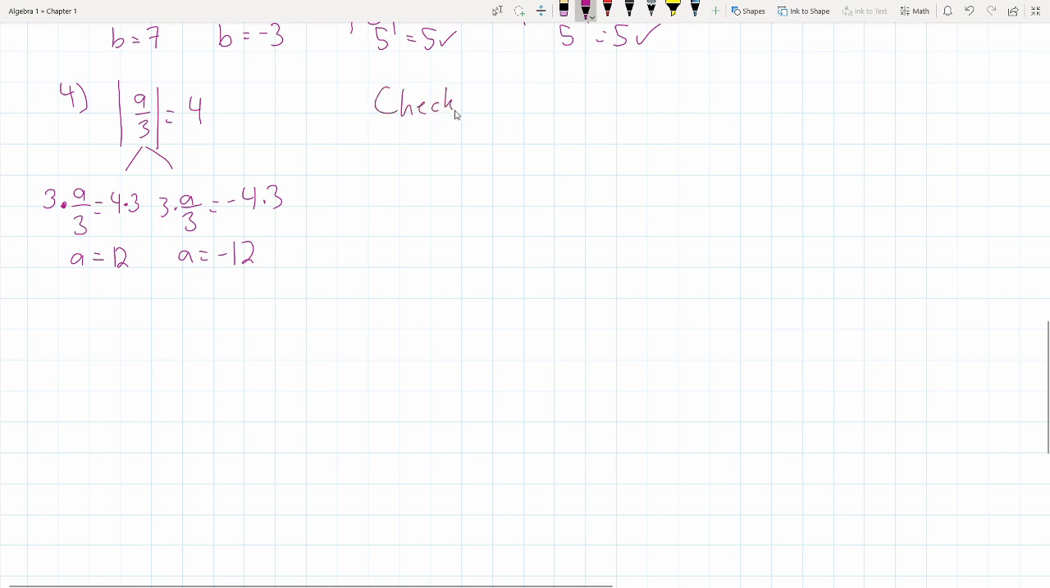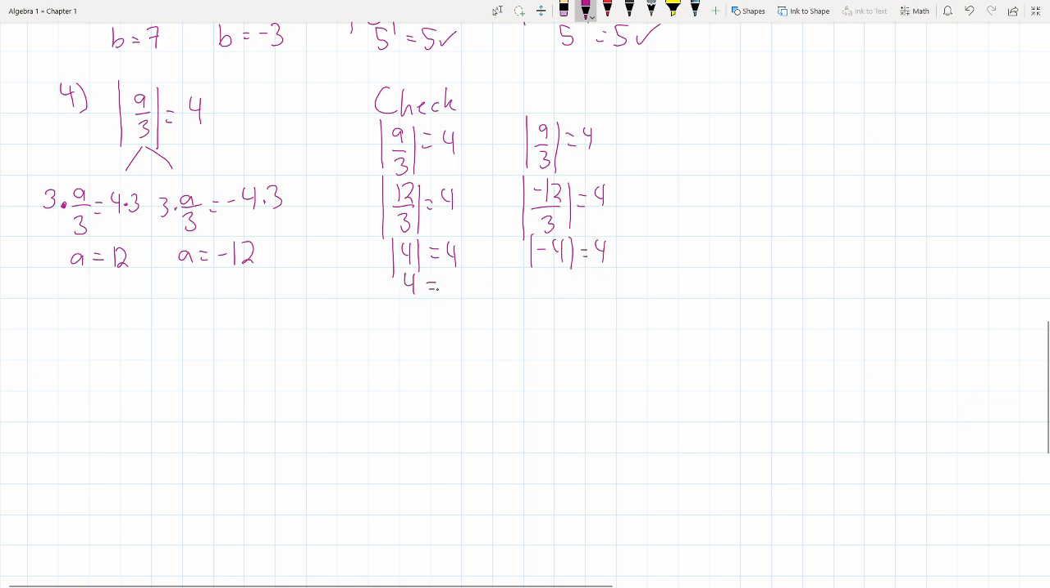Again, do my check. And so I do absolute value of a over 3, absolute value, equals 4. And the absolute value of a over 3 equals 4. And instead of a, I'm going to put in 12. And instead of a, I'm going to put in negative 12. So I get the absolute value of 4, the absolute value of negative 4, so 4 equals 4, and 4 equals 4.